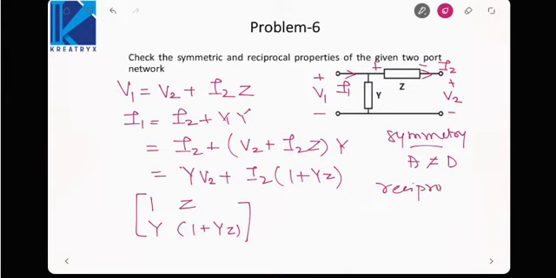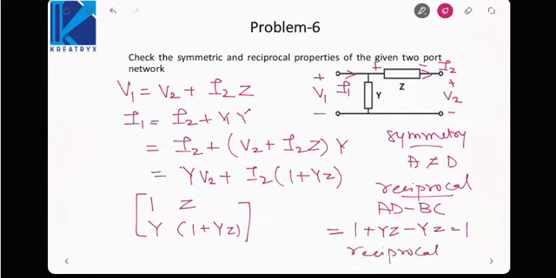What about reciprocal? For that we check the determinant, which is AD minus BC, which will come out to be 1 plus YZ minus YZ, which is equal to 1. Hence it is reciprocal. So it is reciprocal but asymmetric. Okay. So that is the property of this network.